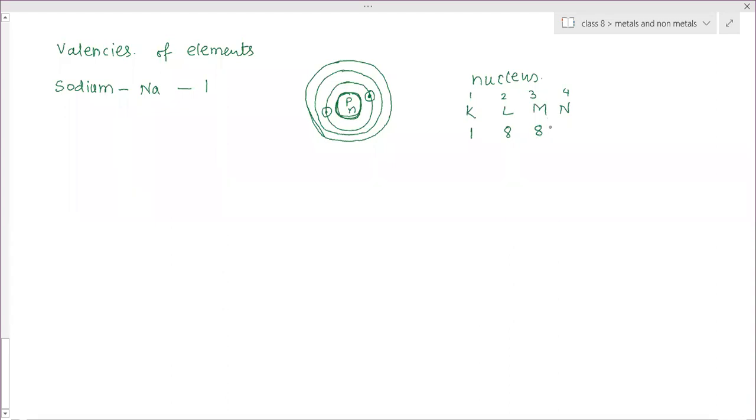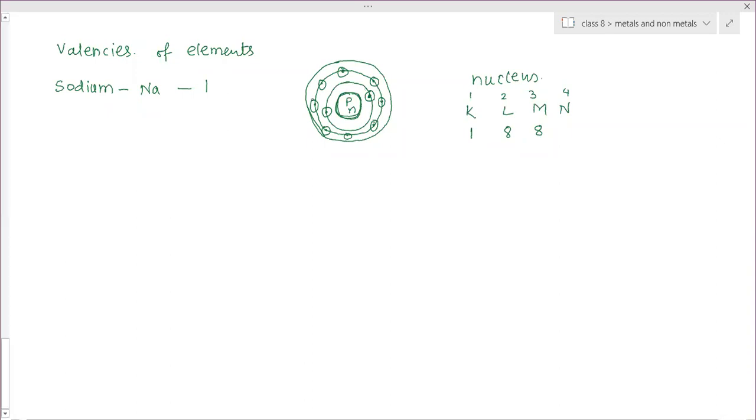Now whichever atom does not have this maximum capacity of electrons, those atoms are unstable atoms. So they are not stable. There should be 8 electrons, 1, 2, 3, 4, 5, 6, 7, 8, in the L shell. Now if the L shell, M shell or the last N shell does not have 8 electrons, then those atoms are said to be unstable atoms. Having 8 electrons in the last shell is called the octet.